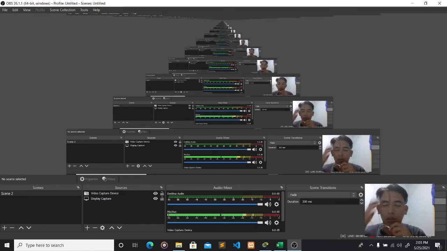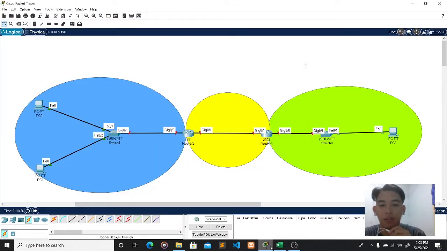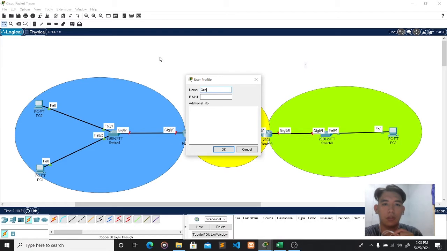Good day, sir. Today I will perform my subnetting. So, I will open my Cisco. I have already created my topology. I will make my user profile first.